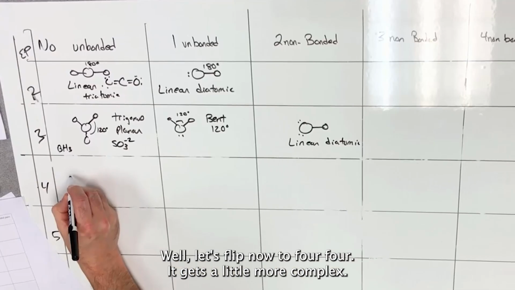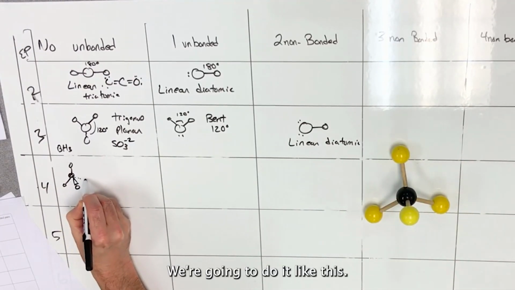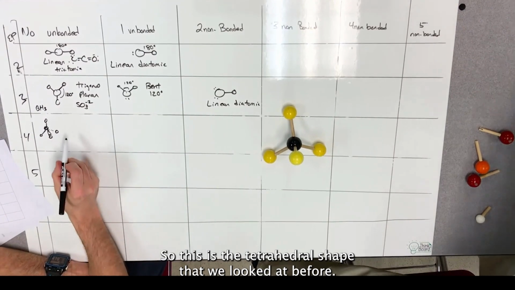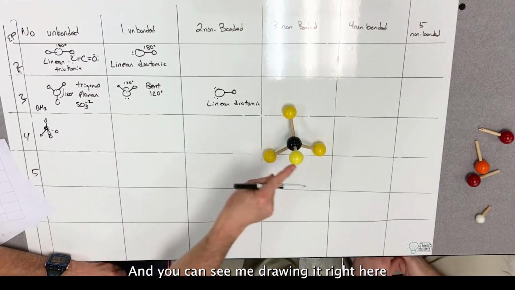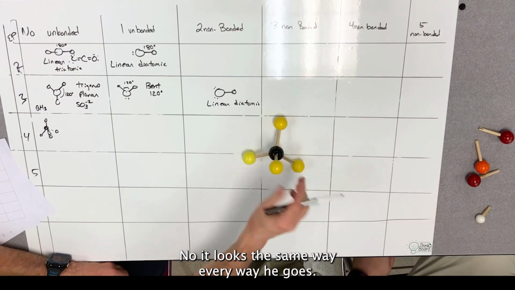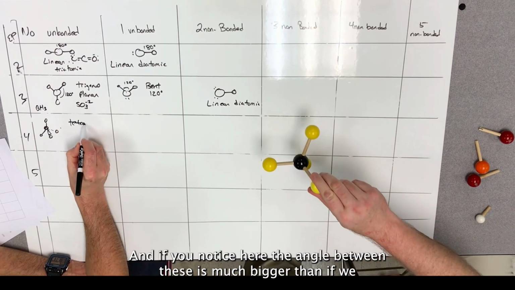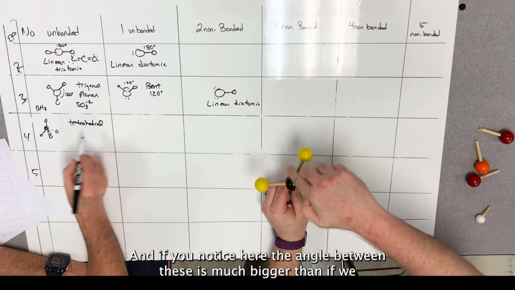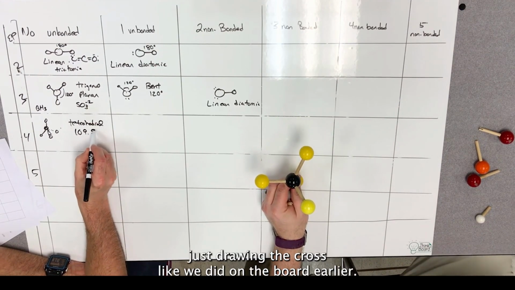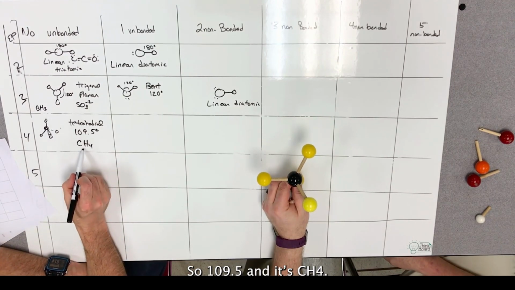4 gets a little more complex. All right, 4. I think we're going to do it like this. So this is the tetrahedral shape that we looked at before, and you can see me drawing it right here. Of course, this is a much better diagram of it, or 3-dimensional rotation. Notice it looks the same way every way you go, and that's the tetrahedral shape. And if you notice here, the angle between these is much bigger than if we'd have just drawn the cross like we did on the board earlier. So it's a 109.5 degree angle. So 109.5, and it's CH4.